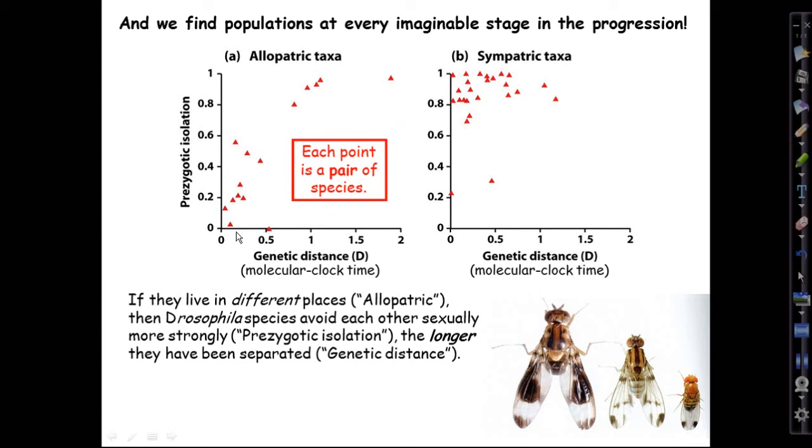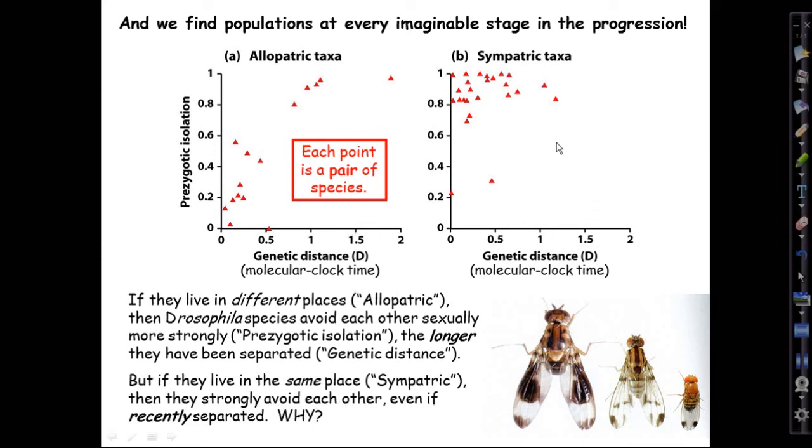And the ones that are fairly recently diverged from each other tend not to avoid each other at a very high rate. Whereas those pairs of species that live in the same place, sympatric pairs, even if they're only recently diverged from each other, they tend to show very high levels of avoidance of mating. So why is that? Right? That's an interesting puzzle for you to ponder. Might make a good fourth midterm question.